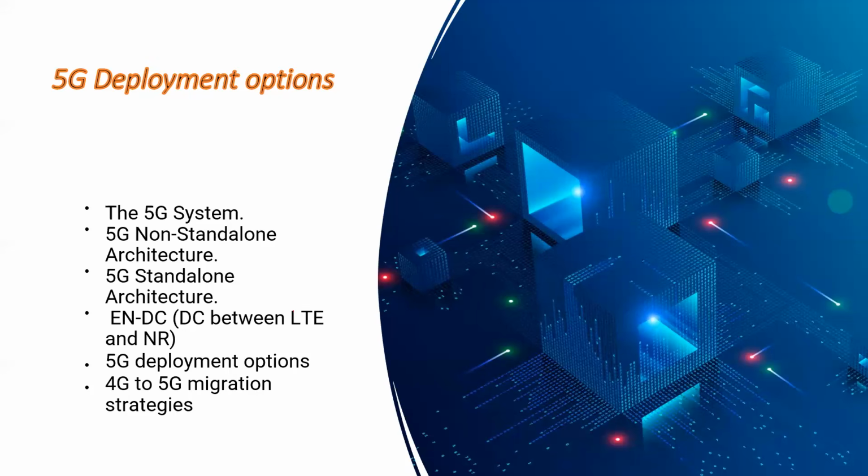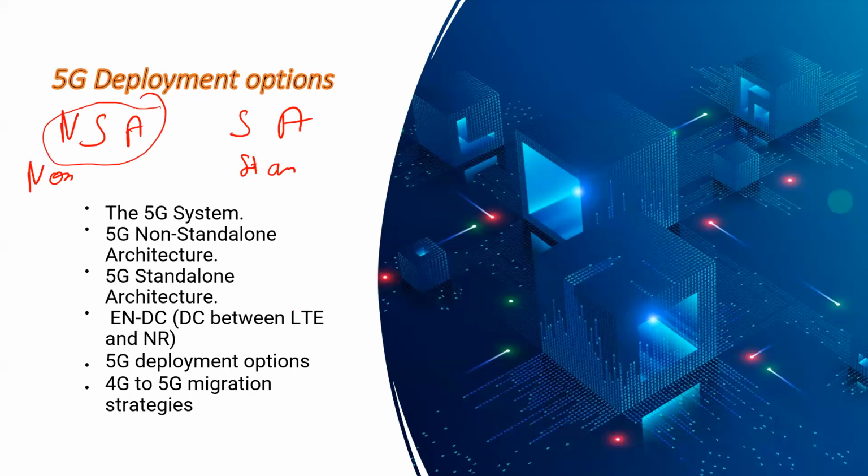So in 5G, there are two deployment options. One is NSA and one is SA. NSA means non-standalone mode and SA means standalone mode. There is nothing called NSA in any of the previous technologies, neither in 4G, nor 3G, nor 2G. So how to deploy NSA, we can learn in this module, which is 5G deployment options.